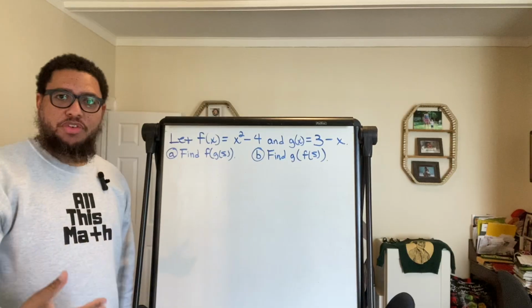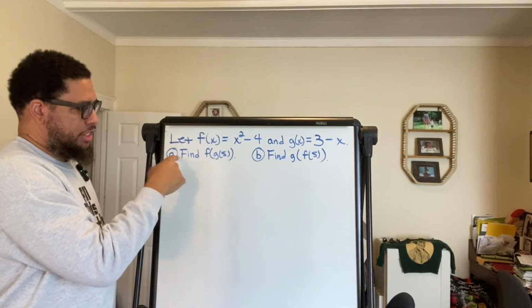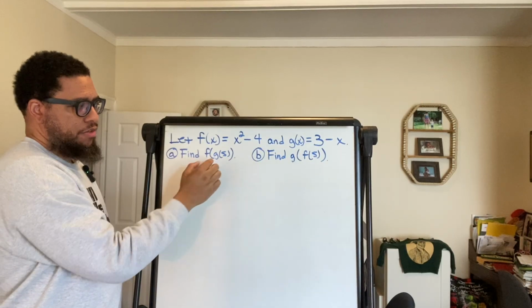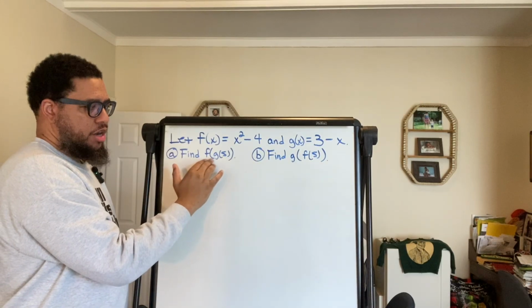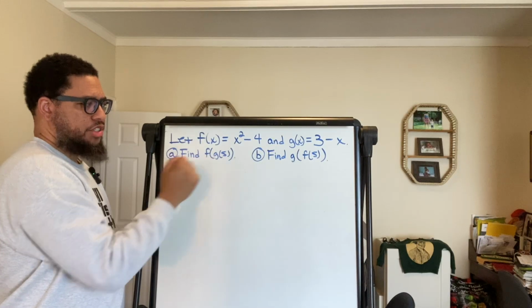Now, but with composite functions, that's when we take one function and put it inside of another function. So part A says find f of g of 5. That's what we say. f of g of 5, right? g of 5 is inside the parentheses. f of g of 5.